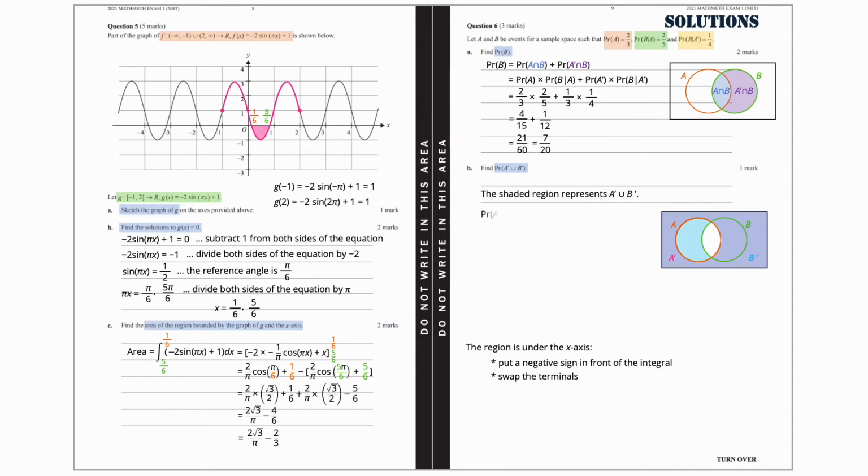So the probability of A dash union B dash equals 1 minus probability of A intersection B. Therefore, this equals 1 minus 4/15, which is equal to 11/15.